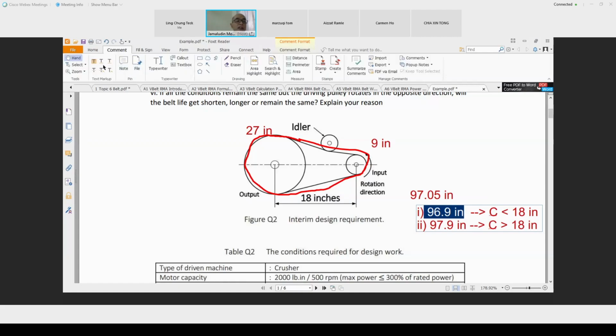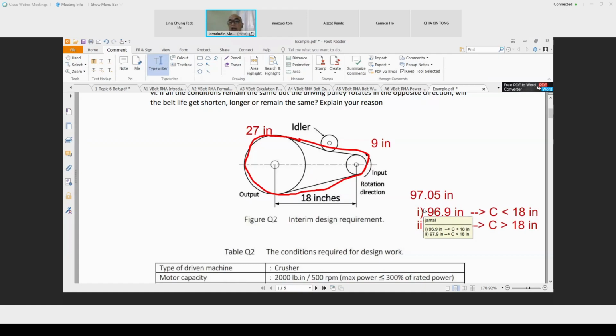That's what it means. If the design length is, let's say, a minimum of 80 inches, that means the choice is going to be number 2. It depends on the question. In this case, let's say I assume it to be a minimum. This 18 is going to be the minimum. If it doesn't mention anything, I choose 97.9. That means that will be my choice here. I can have the first one as well, but the C is going to be smaller.